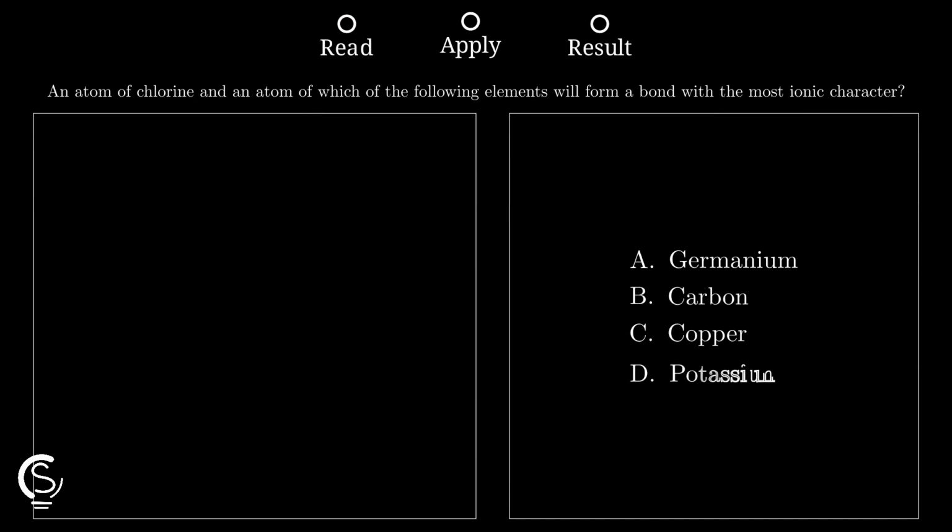Ionic character depends entirely on the electronegativity difference between two atoms. To find the most ionic bond, we need to find the element that is the least like chlorine itself.